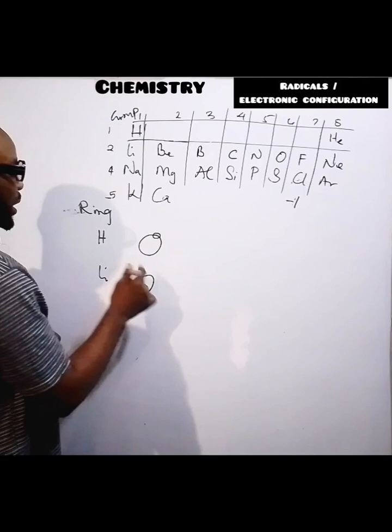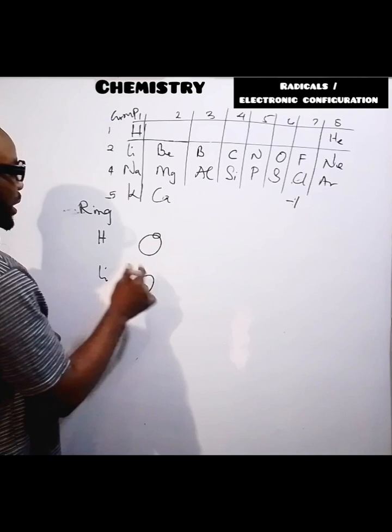Let's talk about oxygen now. Oxygen will be in this order: 1s2, 2s2, then 2p what? 2p4. This is it: 1, 2, 3. Then the fourth one will now come like this. 2p4. That is how it's going to be.